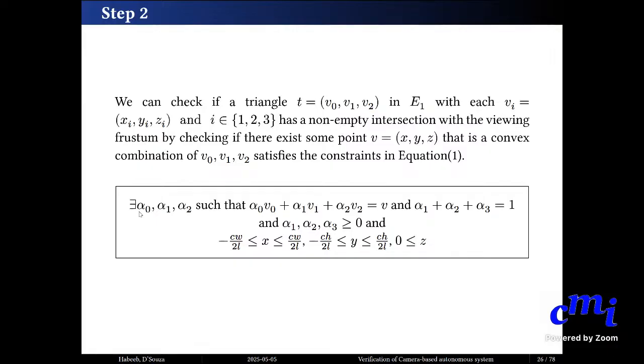So this condition states that there exists some alpha 0, alpha 1, and alpha 2 such that, for example, if I'm given 3 points here, any convex combination of them is the convex hull of that triangle, which implies that any point that satisfies those 3 conditions will lie inside that triangle. So I am checking if there exists a convex combination of all 3 such that that point lies inside my viewing frustum.